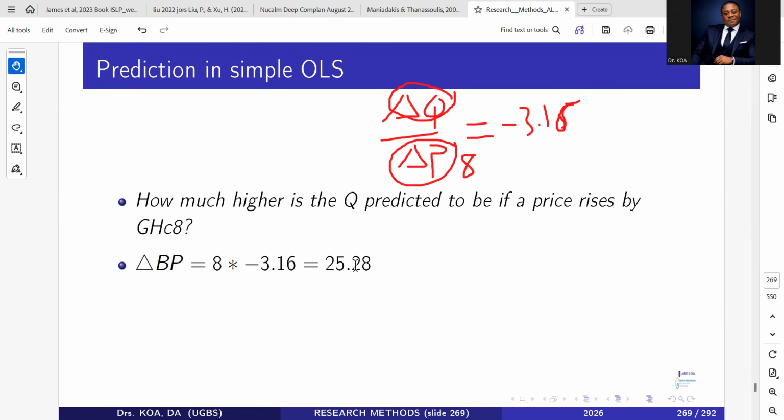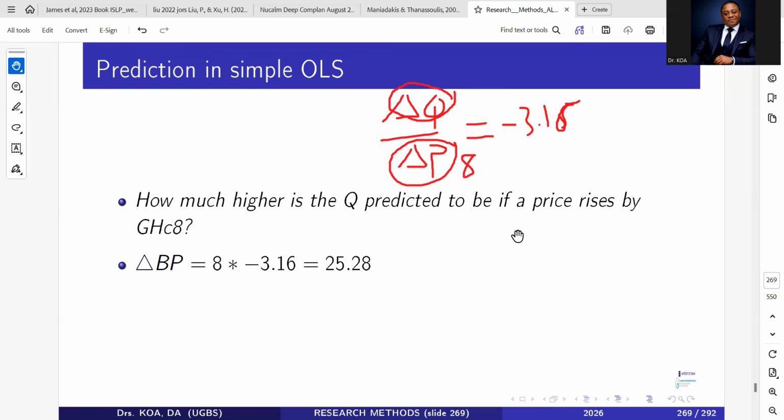So what that means is that if the price should increase, we know quantity is going to fall, but quantity is going to fall by approximately 25 bottles, because that is bottles of gin. So you see, this prediction is only for price, and that's it.